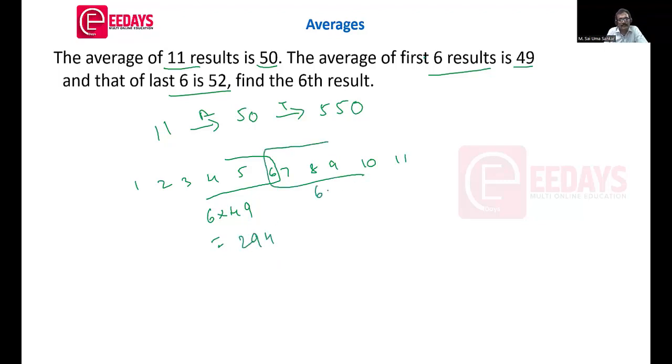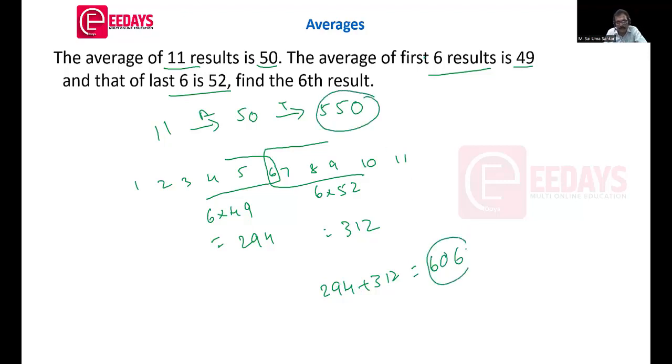Last 6, average 52. 6 into 52 is 6 into 50, 300, plus 6 into 2, 12, so 312. What is the sum? 294 plus 312 is 606. The total of the 11 results is 550. If you take the first 6 and last 6 together, that is 606. So what is the difference? 606 minus 550. So the sixth result is 56.